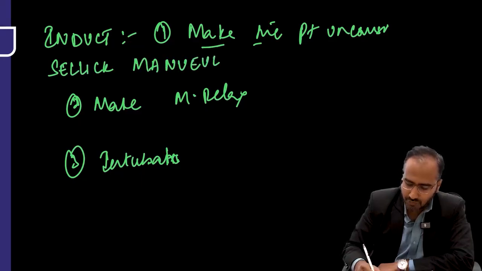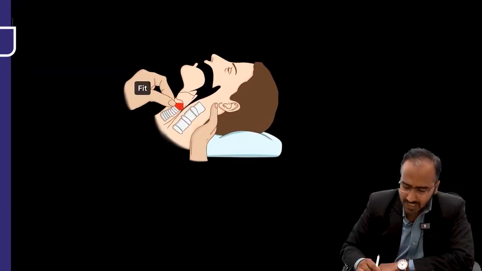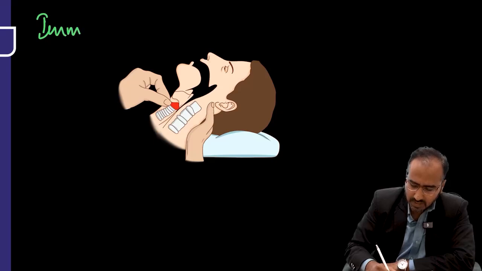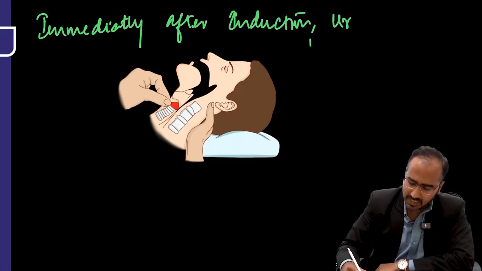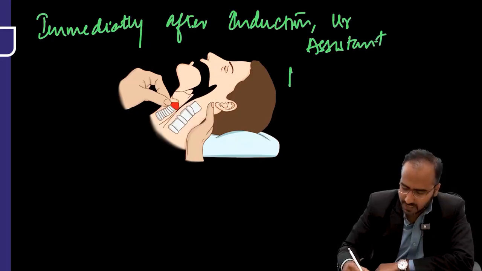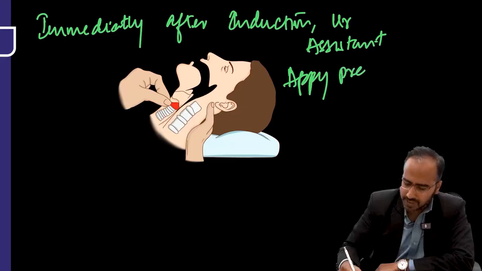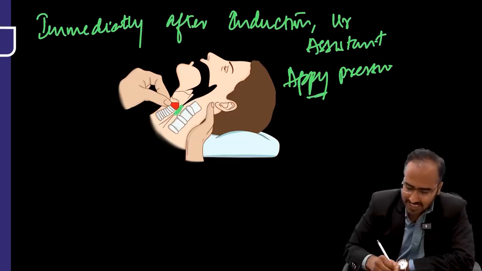Sellick's maneuver. For better understanding, just look over here, guys. Immediately after induction, your assistant will apply pressure. Where is he applying pressure? He is applying pressure on the cricoid cartilage that is blocking the esophagus. This is called Sellick's maneuver.